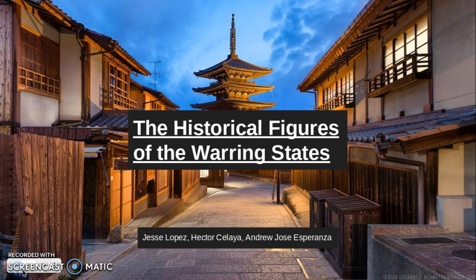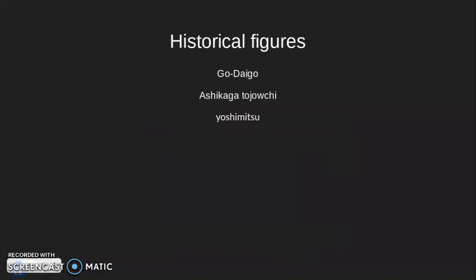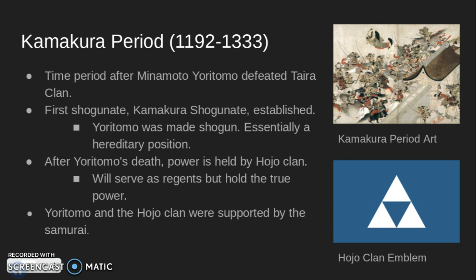We dealt with Chapter 5, which is about the Warring States period in Japan, and these are the historical figures that my classmates and I selected. I chose Go Daigo, and I'll be discussing him in the next few slides. So let's get into it.